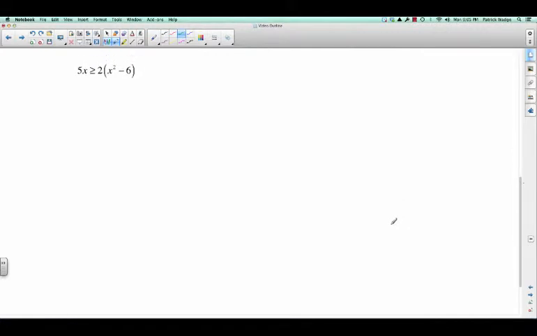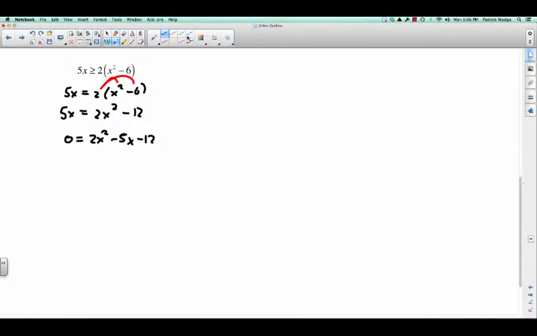Okay, last one here. So the first thing we have to do is make this equals, and we have to solve it. So in order to solve it, we're going to have to do mountains here. So we get 5x equals 2x squared minus 12. To solve a quadratic, you want to make it equal to 0 and keep the x squared positive. So let's move the 5x over. We get 0 equals 2x squared minus 5x minus 12.